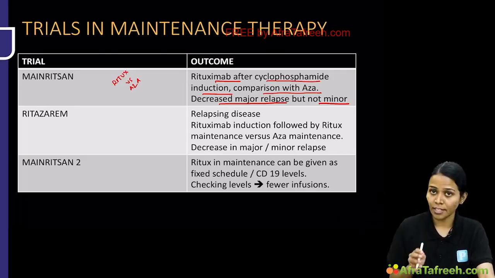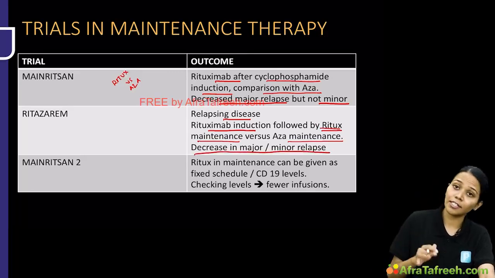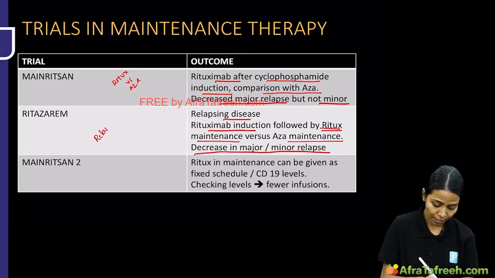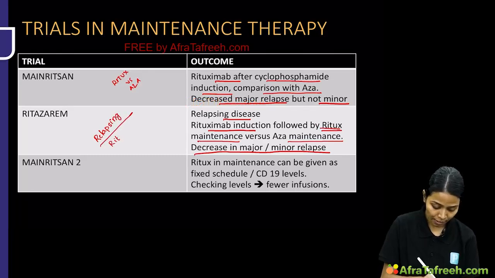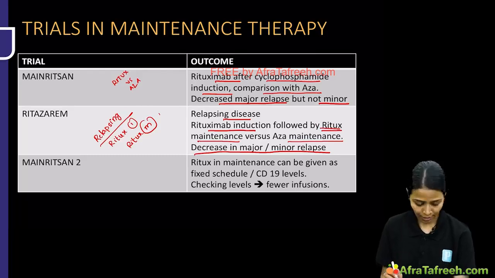with AZA. In RITAZAREM, what was done is, in relapsing disease, rituximab induction was followed by rituximab maintenance versus AZA maintenance, and it shows a decrease in major and minor relapse. So in relapsing disease, rituximab induction and rituximab maintenance was shown to be better, and it decreases major and minor relapses.